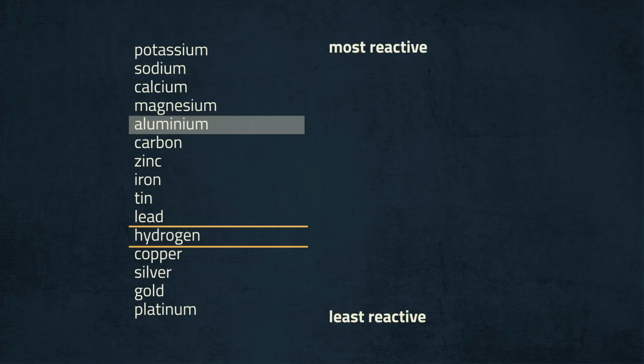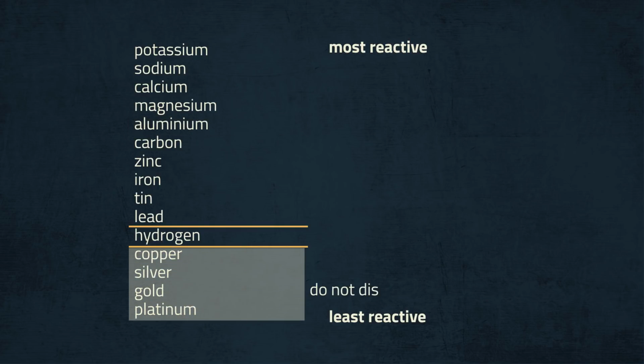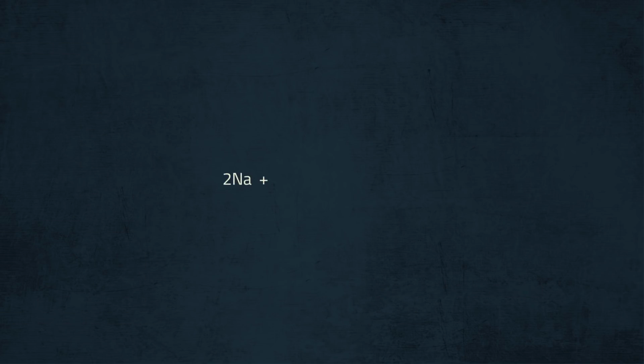Aluminium metal, although well above hydrogen, is covered with a tight layer of oxide which protects it from acid corrosion. Unreactive metals below hydrogen do not displace hydrogen in acids. The most reactive metals will react with water itself, sodium for example.